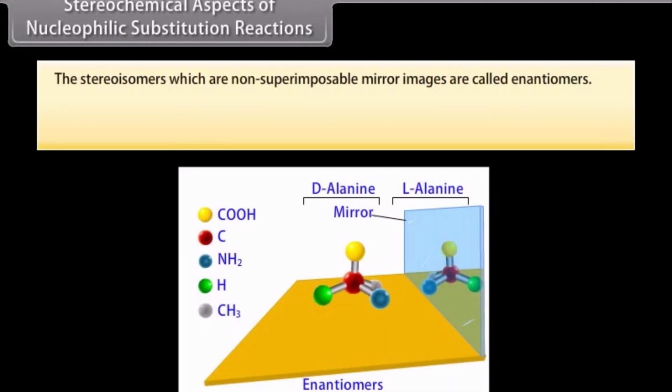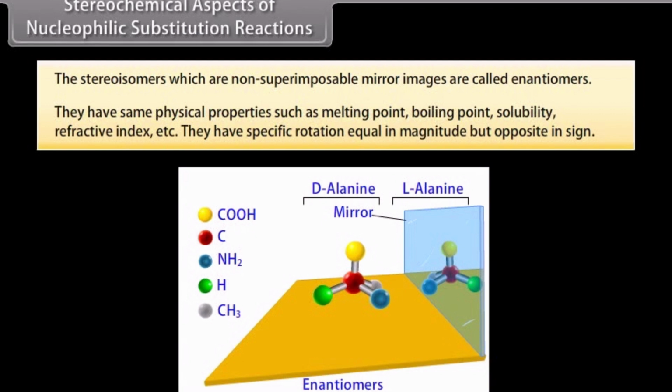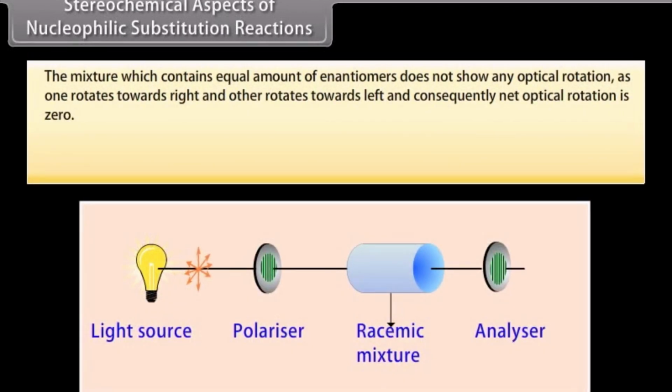The stereoisomers, which are non-superimposable mirror images, are called enantiomers. They have the same physical properties such as melting point, boiling point, solubility, refractive index, etc. They have specific rotation equal in magnitude but opposite in sign. The mixture which contains equal amount of enantiomers does not show any optical rotation.